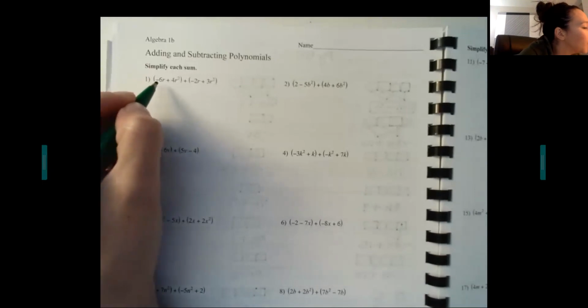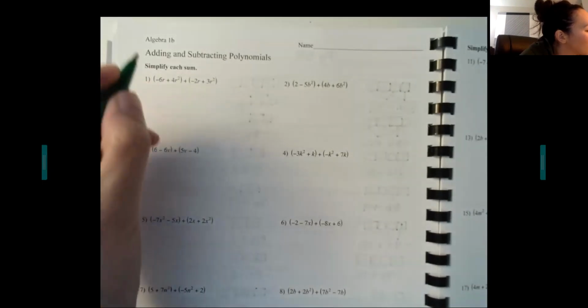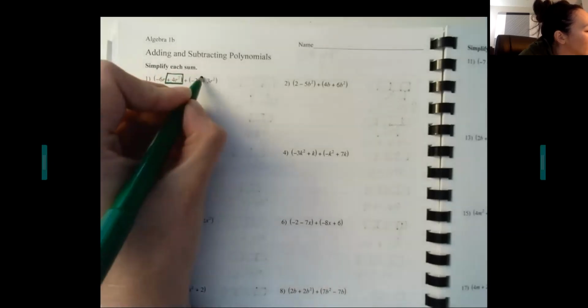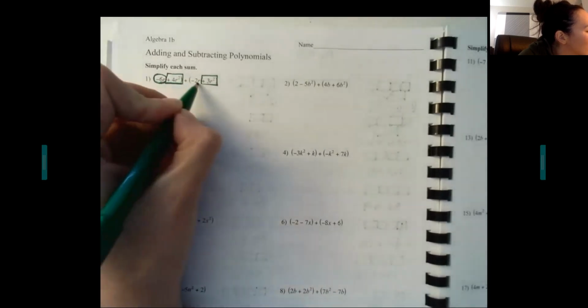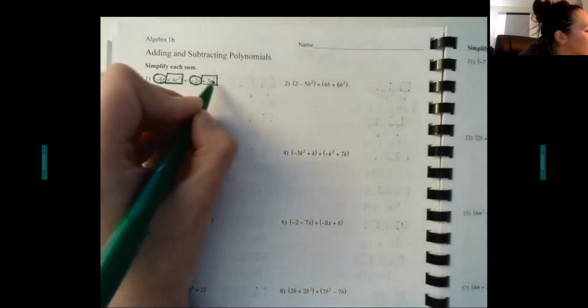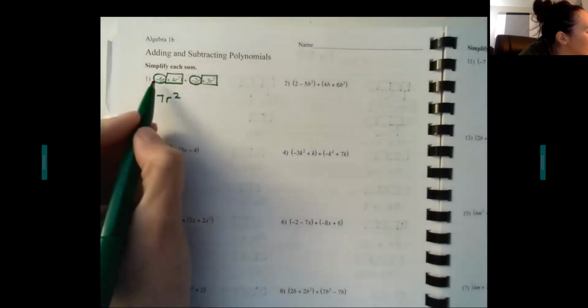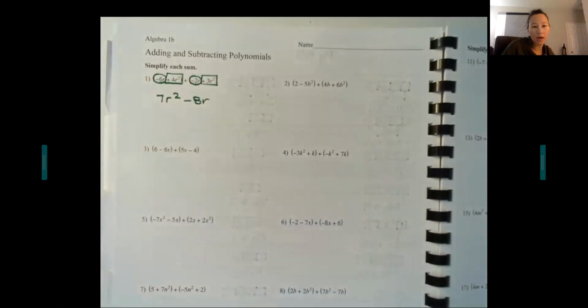So let's see. For number 1, we have negative 6r plus 4r squared, negative 2r, and positive 3r squared. So it looks like we have a positive 4r squared and positive 3r squared. And then we have a negative 6r and negative 2r. So the r squareds, 4 plus 3 is 7. So we have 7r squareds. And then negative 6r and negative 2r would make it negative 8r.